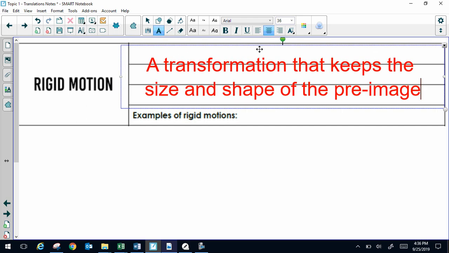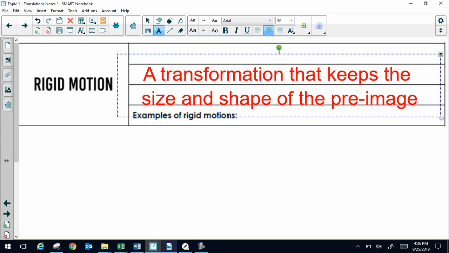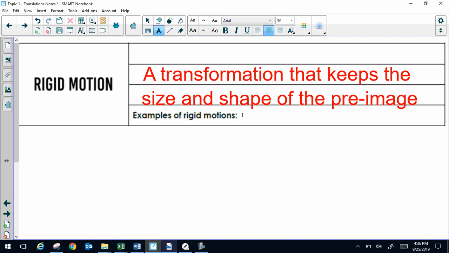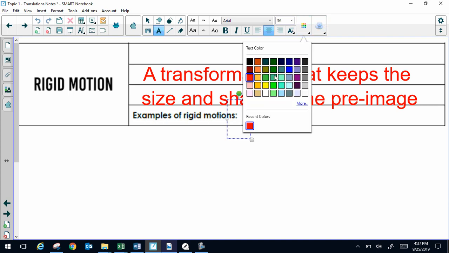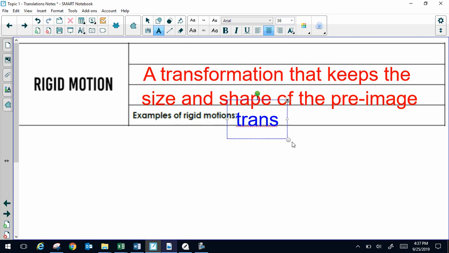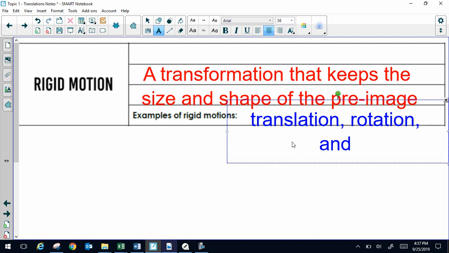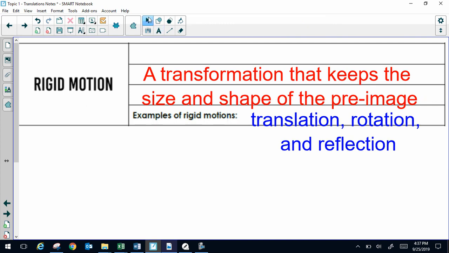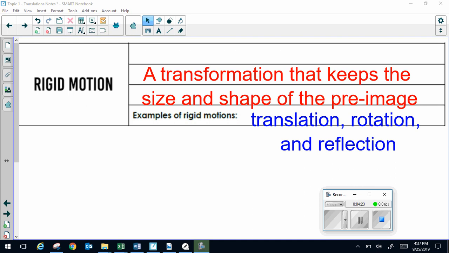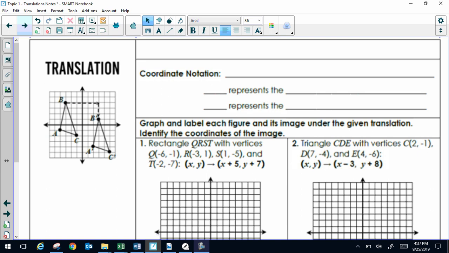There are three types of transformations that have rigid motion, and those three types are a translation, which is what we're going to talk about today, a rotation, and a reflection. Those three are the only three types of rigid transformations that we can have. The one that we can't have is dilation. So today I told you we're going to talk specifically about translations.